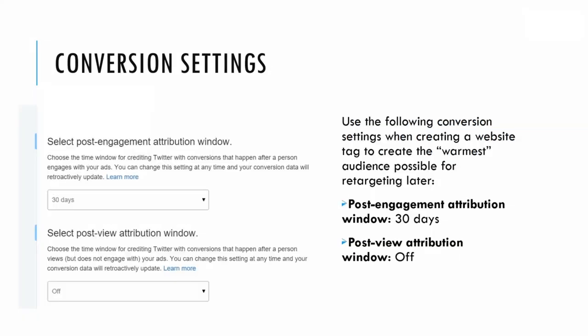I use the term warm audience. Those are people who've been engaged within the last 30 days. They've been to your website, they've been on your page, they're still warm to your product or service. Then you'll click 30 days for post engagement, and then click off for post view attribution. Why I turn this off is because this is for people who just viewed my ads. I really don't care about that. I want people who've actually made it to my website, people who have engaged with my ads and clicked through.